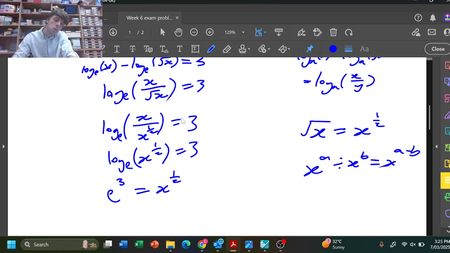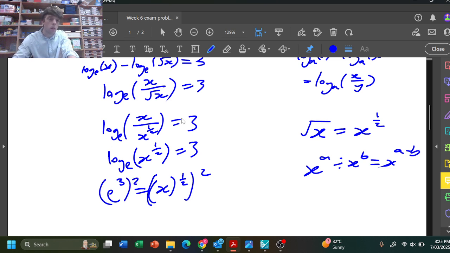This is using the definition of the logarithm. All right, now at this stage, we just need to get rid of that power of a half there. Just remember that this is the same as square root. So how do we get rid of a square root, or how do we get rid of a power of a half? Well, we can raise both sides to the power of 2. So if we raise this to the power of 2, we're going to get 2 times a half, which becomes 1, or we can remember that square and square root cancel each other out.